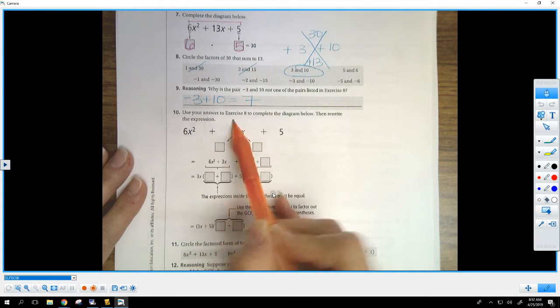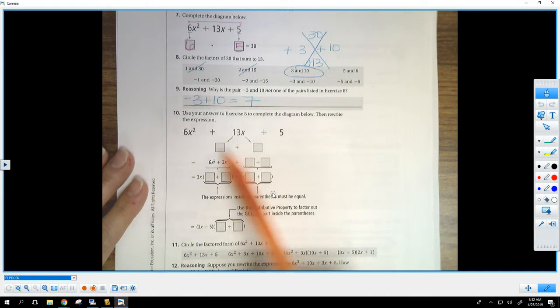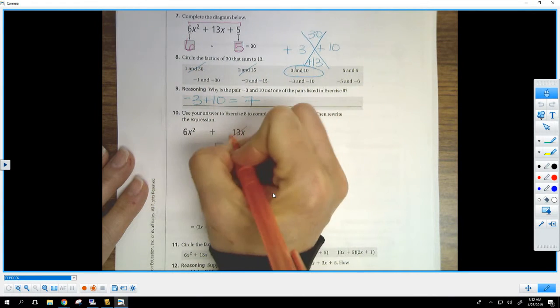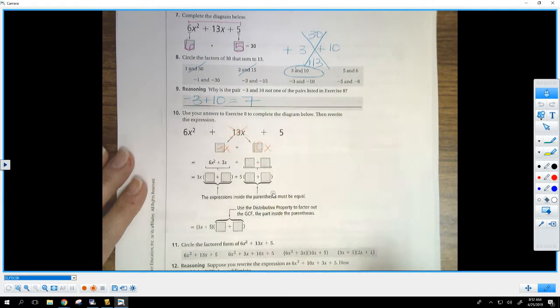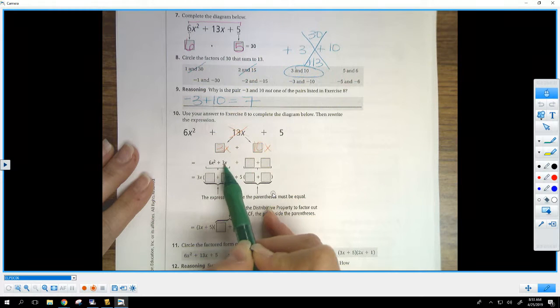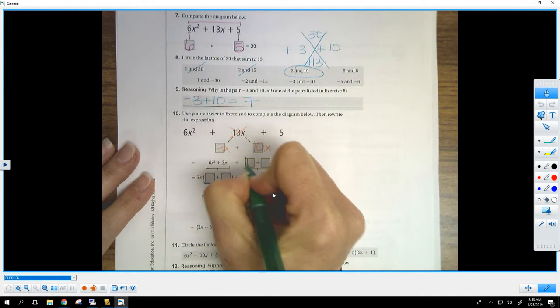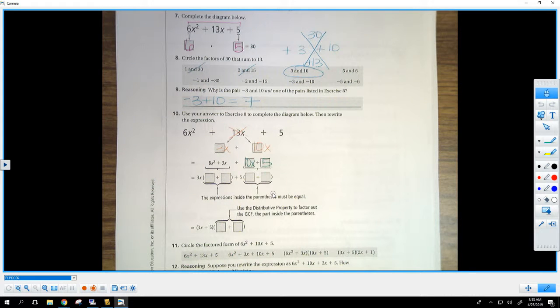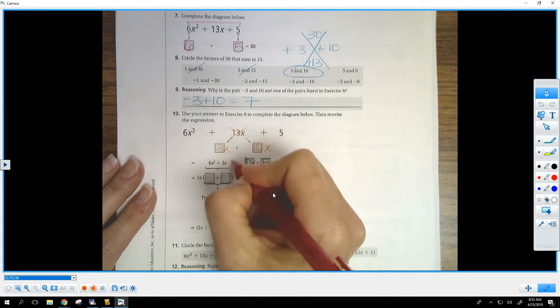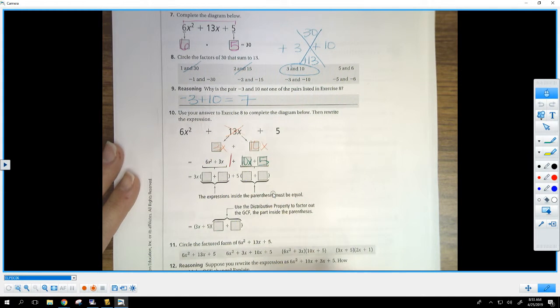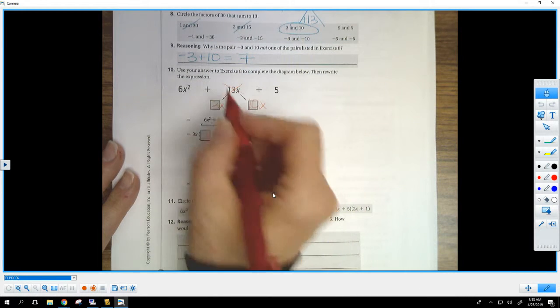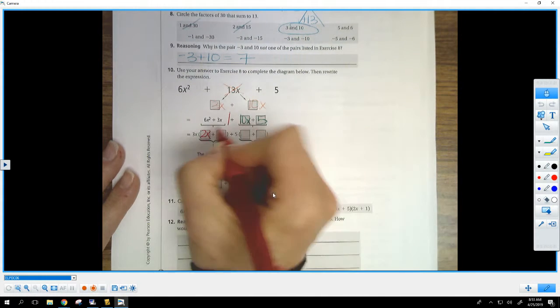Okay, so use the answer we got up here, 3 and 10, to rewrite. Remember, we eliminate the middle term and put in our two factors. So you should have put in 3x and 10x. So now we have 6x squared plus 3x plus 10x plus 5, right? So now I have to cut it in half. What is my greatest common factor of 6x squared and 3x? 3x, correct.